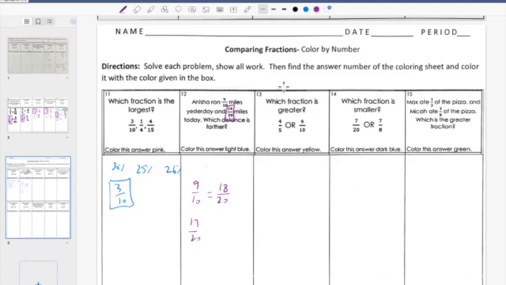19/20. Which fraction is greater? Well, 4 divided by 5 is 0.8. 9 divided by 10 is 0.9. So this one's greater.